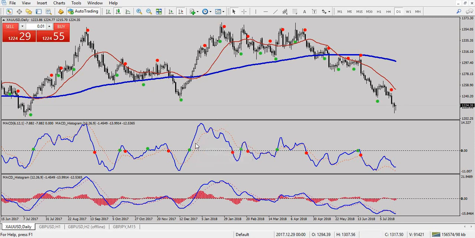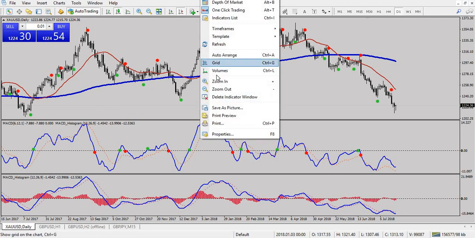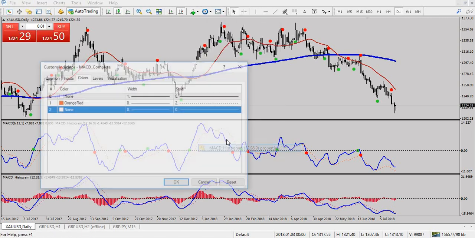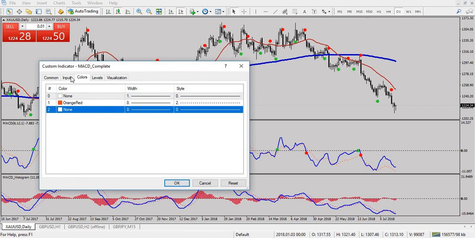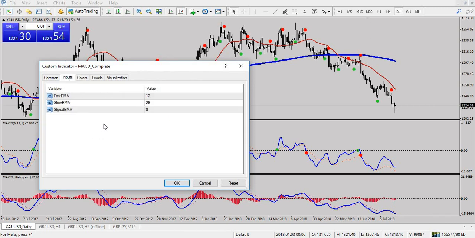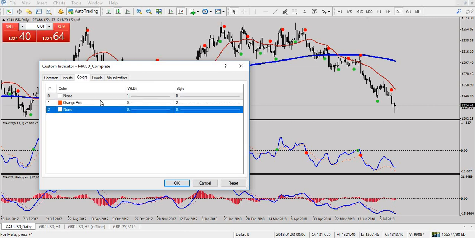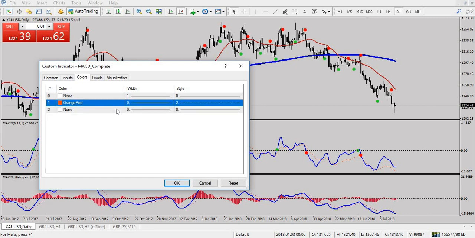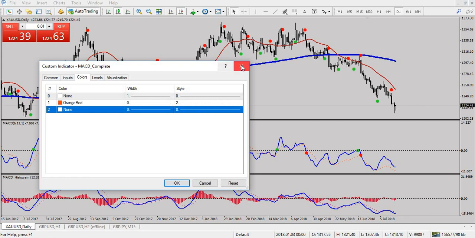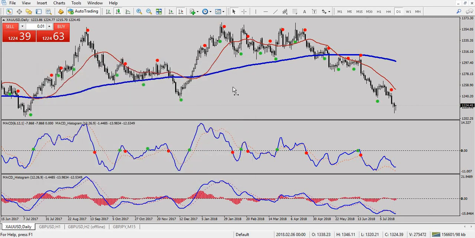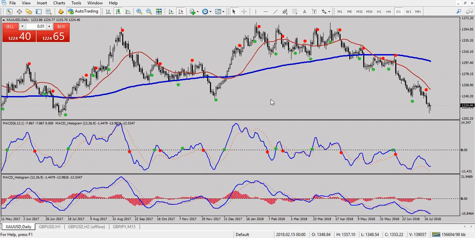And on the fast MACD, I've also added just your standard MACD, the MACD histogram from the default on MT4. So it's just a standard 12, 26, 9, and the colours, all I've done is 0 is none, 1 is orange red, 2 is none, just a dotted line, that's all it is. Look, I don't really use it that much, and it sort of moves with.